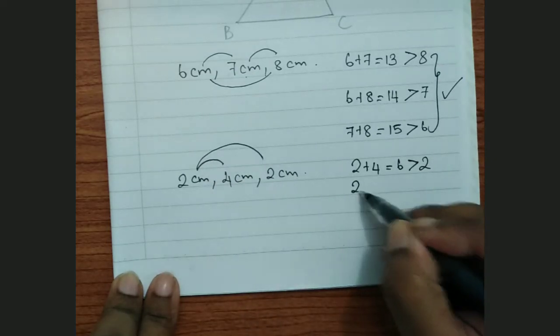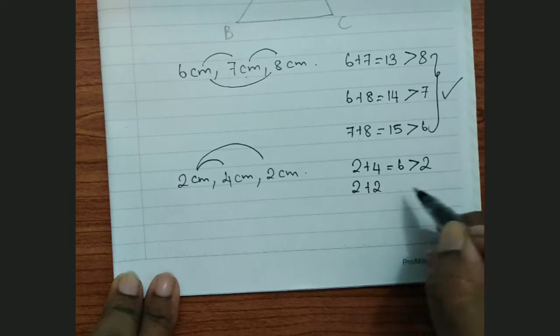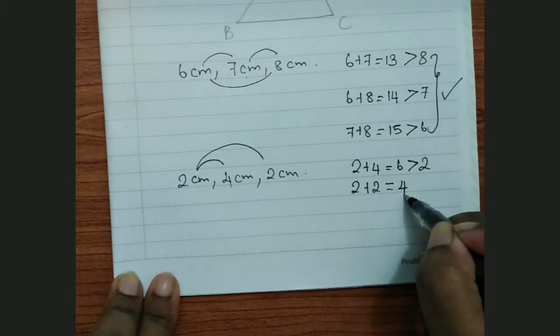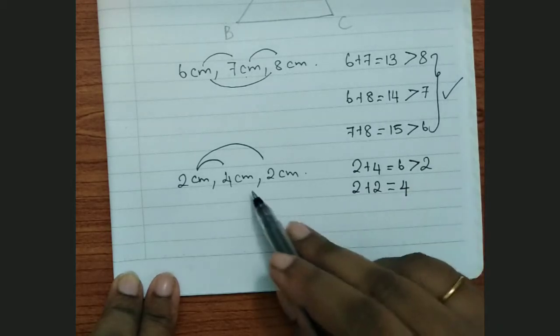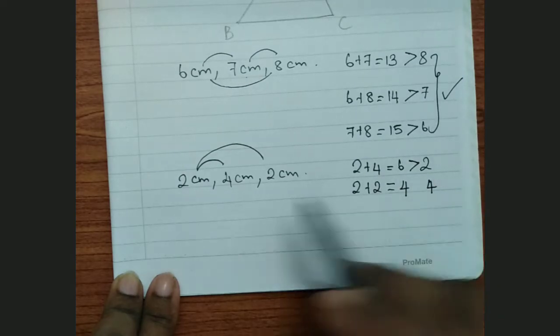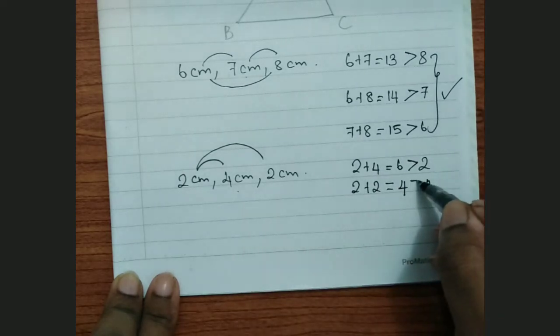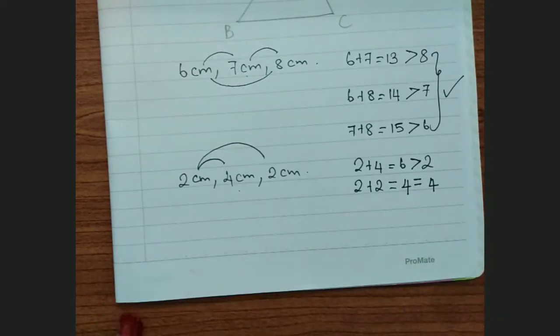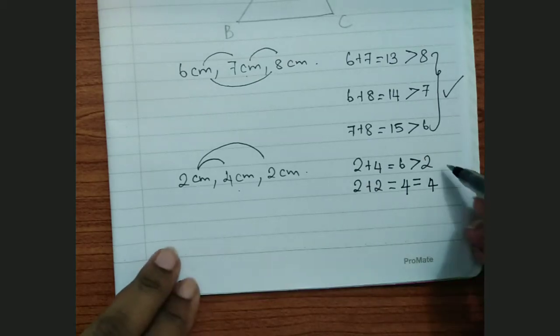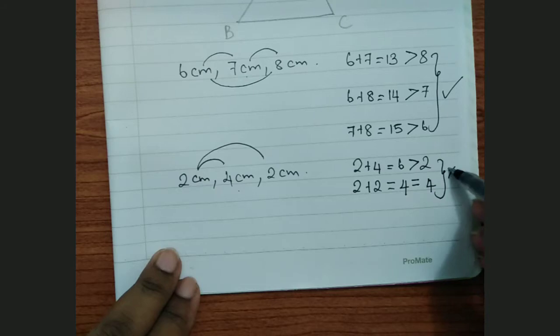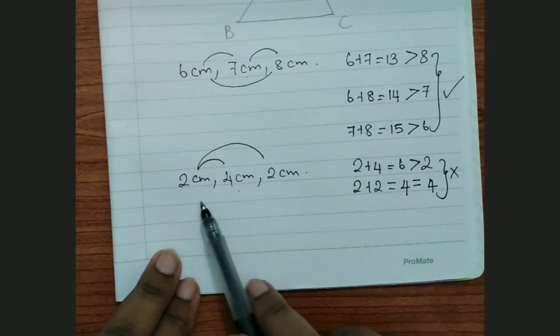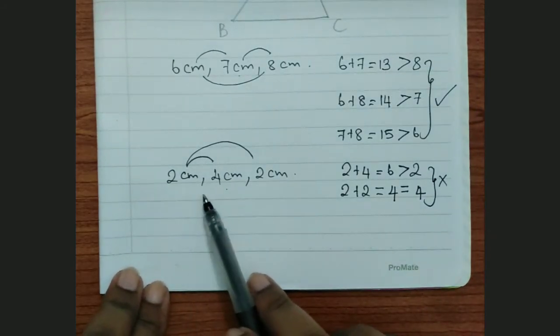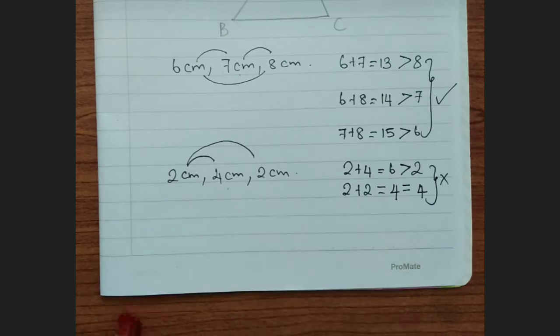So 2 plus 2 is equal to 4, which is not greater than the third side. The third side is 4, so they both are equal to each other. So here the condition does not apply. So we cannot draw a triangle with side lengths 2, 4 and 2.